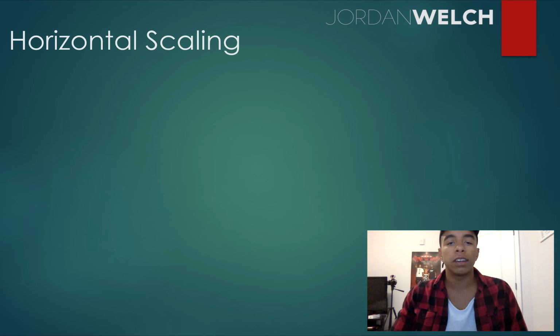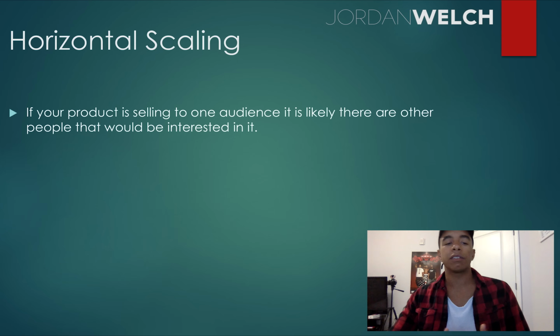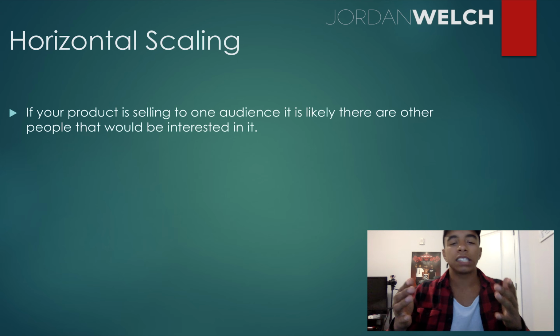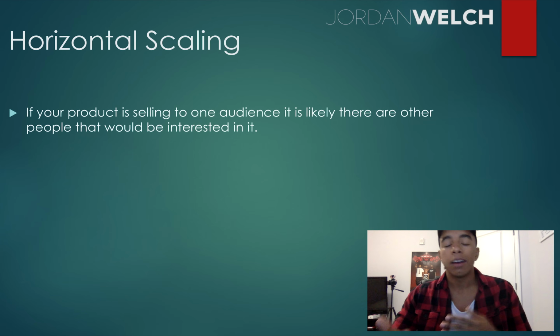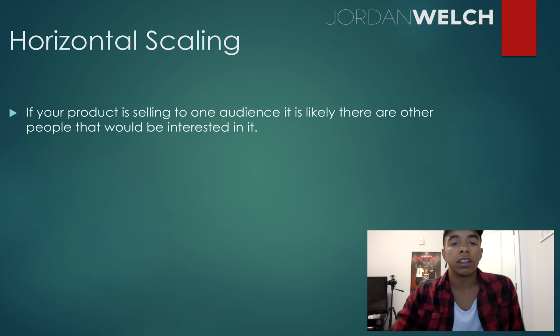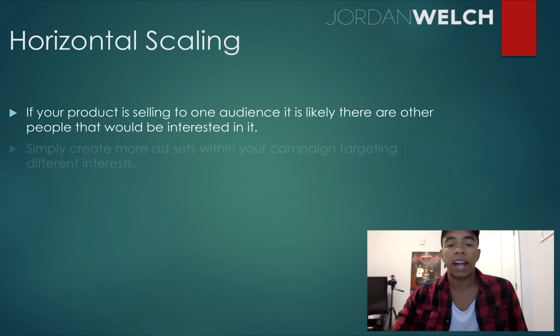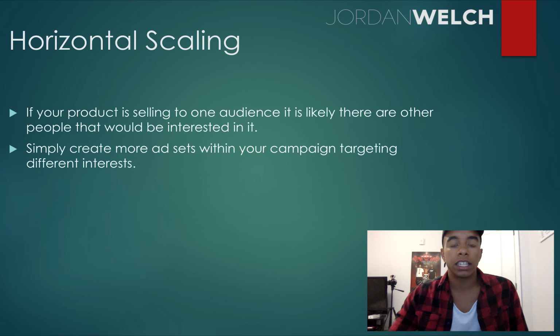The first one being horizontal scaling. So there's not much to explain with this one. It's pretty self-explanatory. If your product is selling to one audience, it is likely that there are other people that will be interested in it. Therefore, you're really holding yourself back by not at least attempting to see who else would be interested in buying it. So to do this, simply create more ad sets within your campaign targeting different interests.